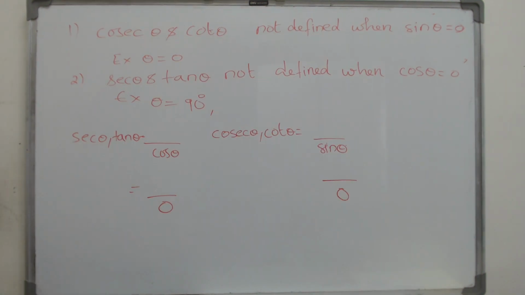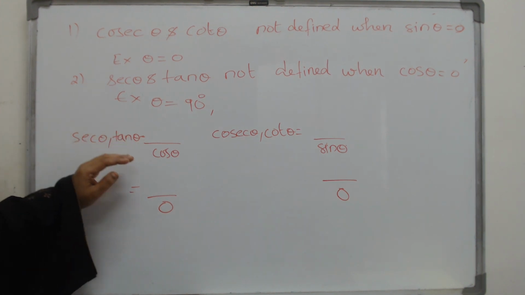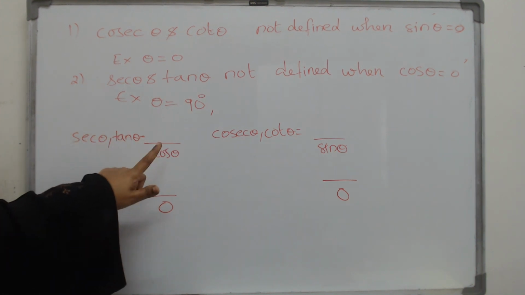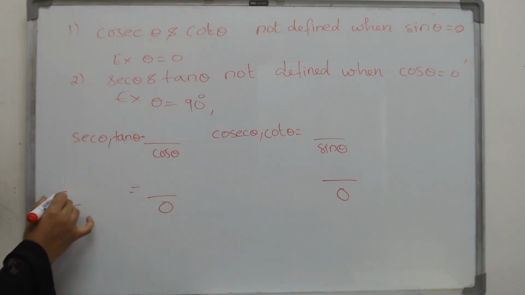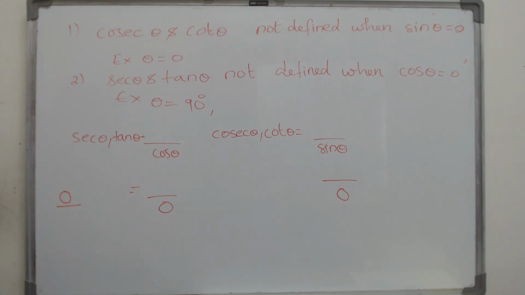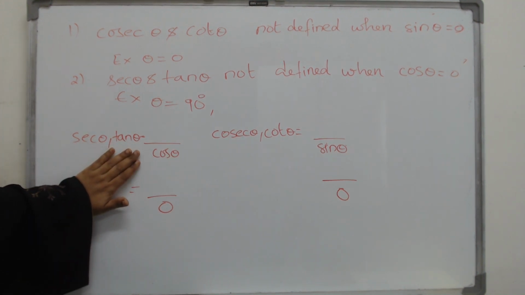Now we come to the last set of properties. Your sec theta and your tan theta is not defined when your cos theta is 0. Why is that? In a fraction, having 0 in the numerator is fine, the whole fraction will become 0. But then having a 0 in the denominator is not good, it is bad news, because the whole thing will tend to infinity. So what do you have here? If your cos theta is 0, your sec theta and your tan theta will not exist.